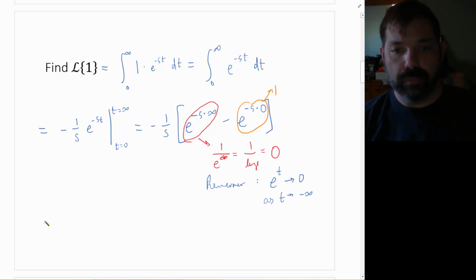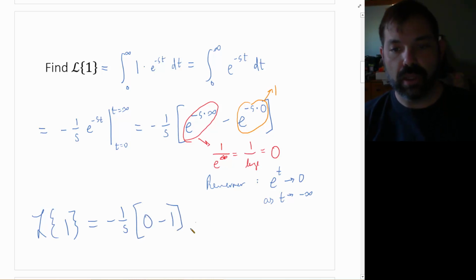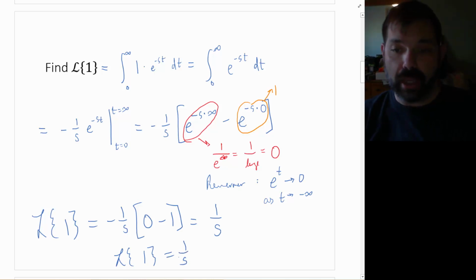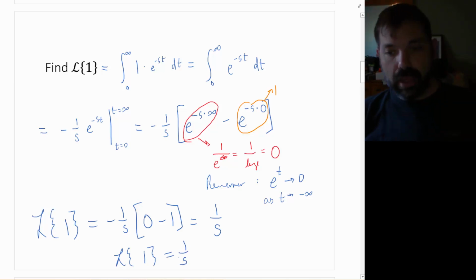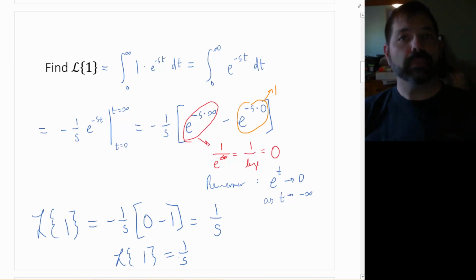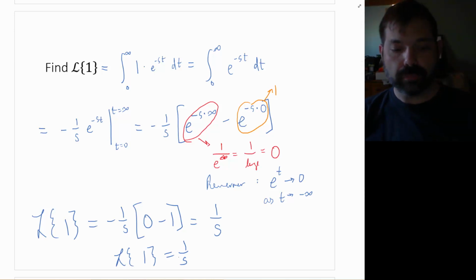All right, so what do we have now? The Laplace transform of 1 is negative 1 over s times 0 minus 1, and so this simplifies to 1 over s. So the Laplace transform of 1 is 1 over s. And we know how to find the Laplace transform of 1.